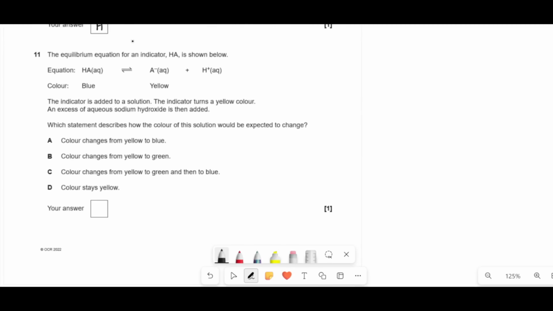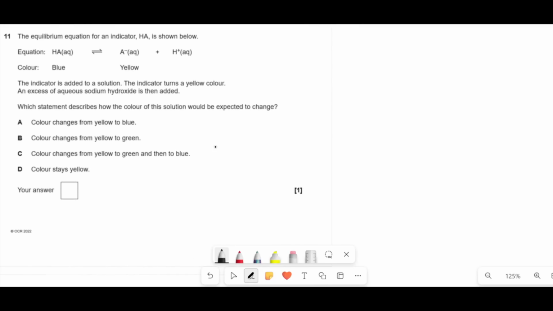Next, it says the equilibrium equation for an indicator HA is shown below. The indicator is added to a solution and it turns yellow. An excess of aqueous sodium hydroxide is then added. Which statement describes how the color of the solution would be expected to change? So in these, HA is an acid, A minus is a base, and then H plus is just H plus, right? Anything in the universe that can put out an H plus is an acid, because an acid is a proton donor. To donate a proton means putting that out. Anything that can react with an H plus or accept it is a base. So that means it's a base.